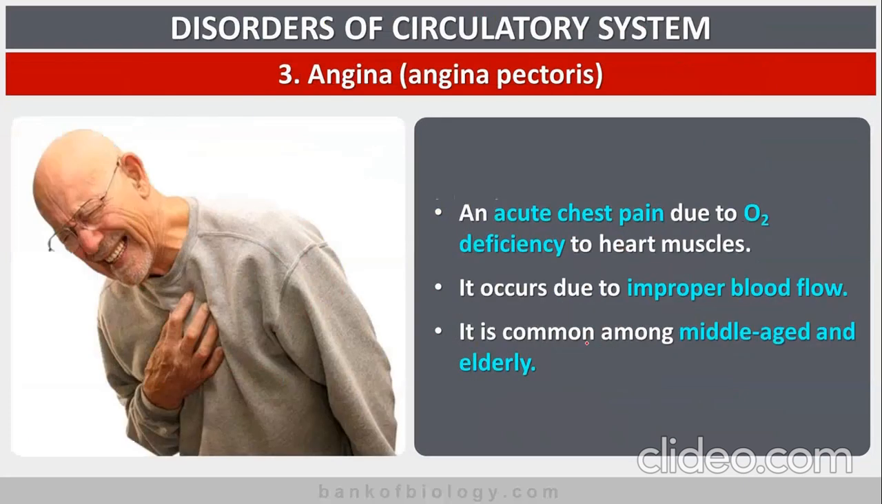The third one is angina. This is also called angina pectoris. It is an acute chest pain due to oxygen deficiency in the heart muscles. So what basically happens is there is an acute shortage of oxygen. For a small time there is some shortage, and after some time, you will find that the muscles will be normal again. This is due to improper blood flow. And do not be shocked, it is very common in middle-aged and elderly people.